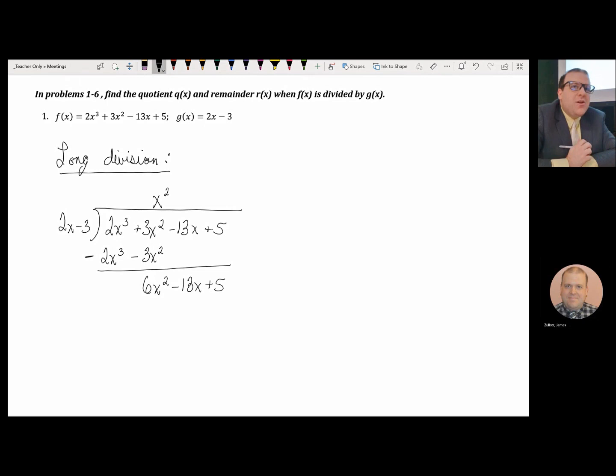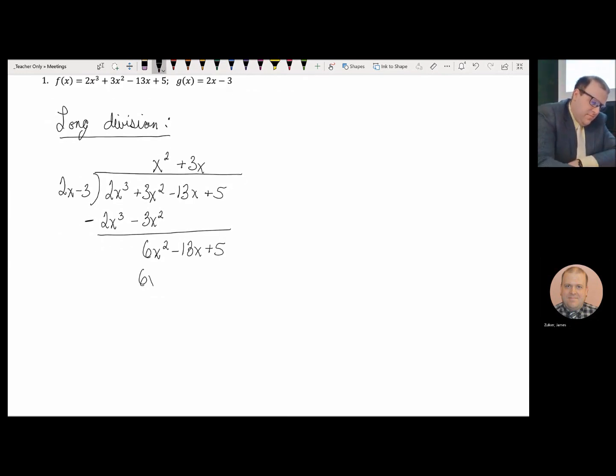So treat 6x squared minus 13x plus 5 as your dividend now. And you do the same thing. You look at the leading term. What do you have to multiply the leading term of the divisor by to get it? So multiply the entire divisor by 3x and do the same thing.